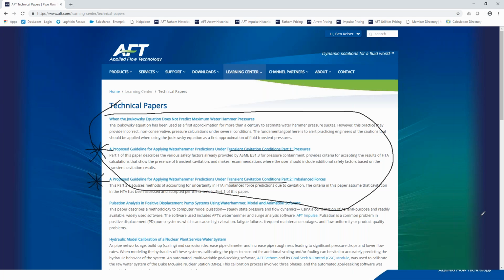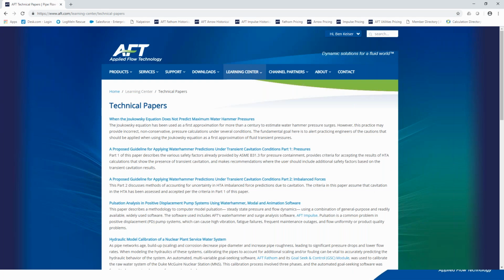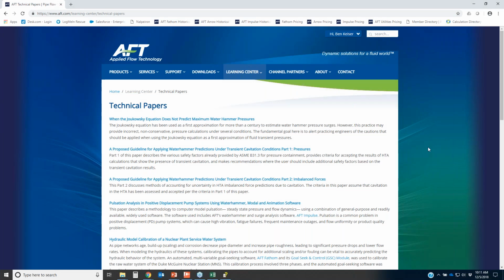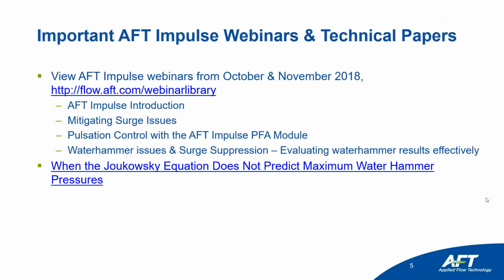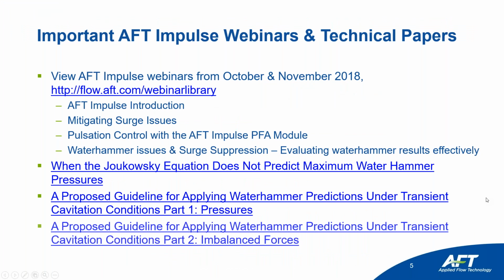If you read those 2 technical papers, it'll give you a lot more guidance on what to do when you have cavitation. And again, it's not going to give you a way to be able to box in a single answer. You're going to have to make a judgment on what you believe is real or is not real, and how to design your system in accordance with that. And so these will give you some good rules of thumb to be able to do that. I also have provided direct links to each of those technical papers right here in my presentation, so you can access those later.